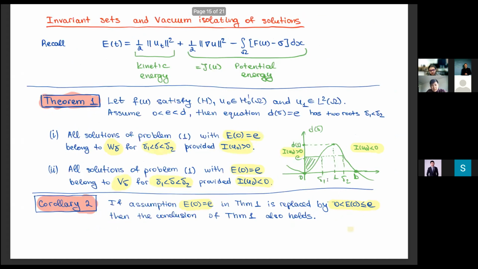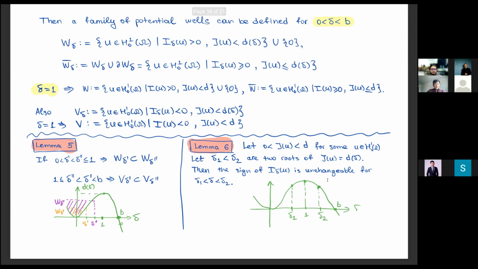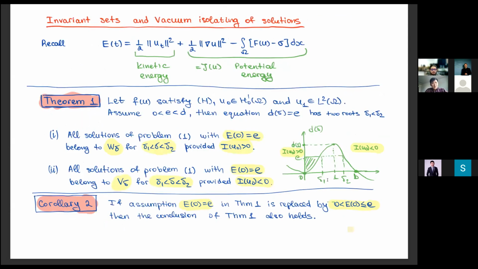So we define those as potential wells with their properties to understand inside structure. So now using these lemmas, we can prove invariant sets and vacuum isolating of solutions. Recall again our total energy. It has the following form. First is the kinetic energy, and then we have the potential energy G(u).